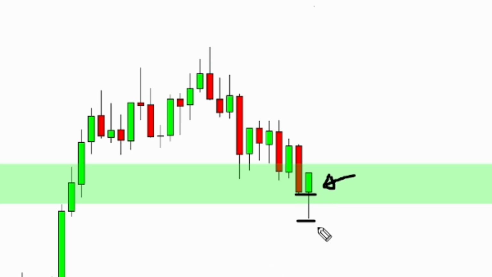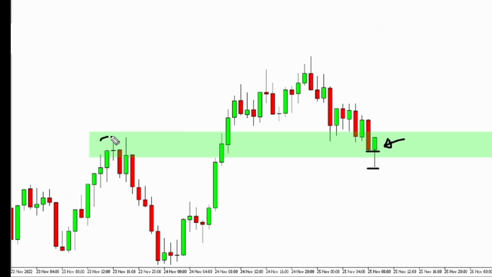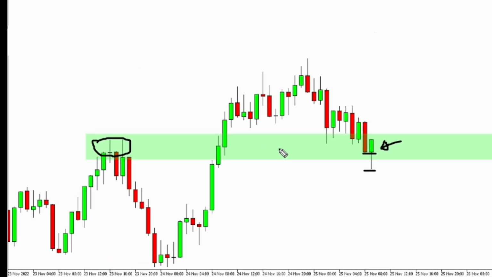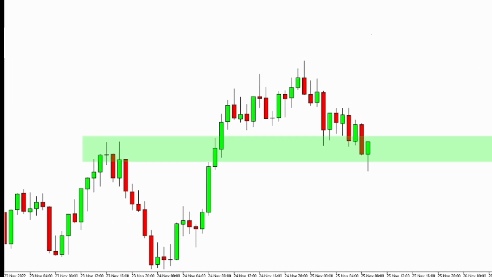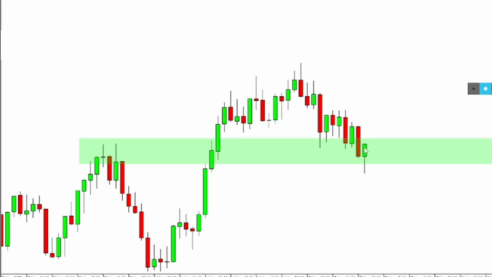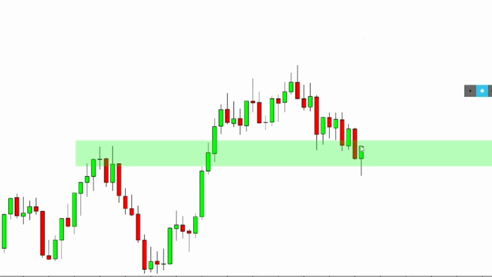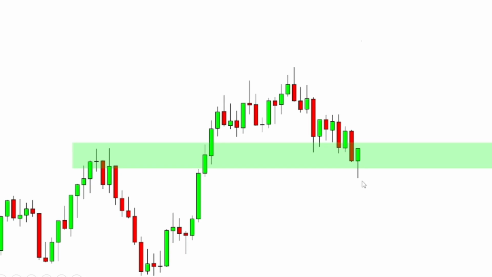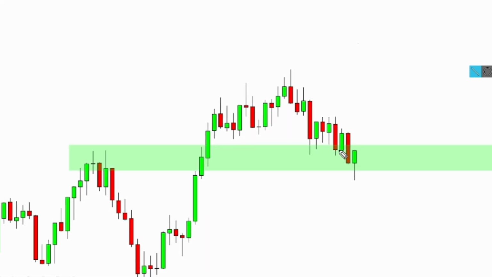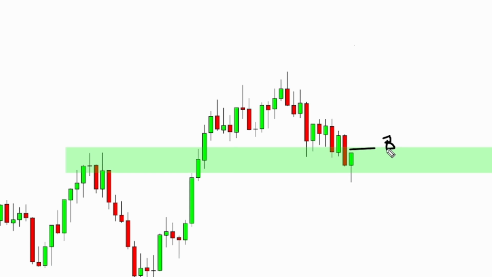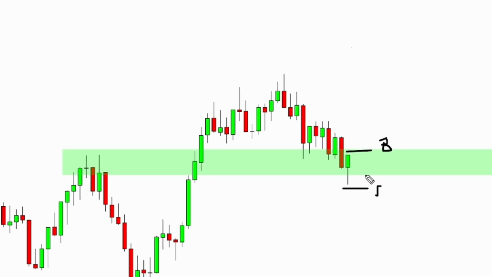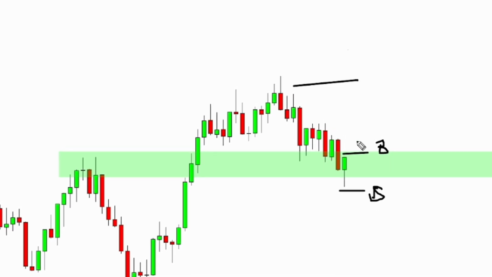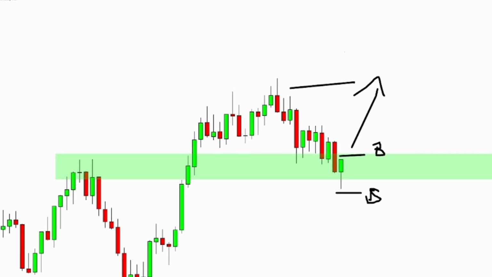This long wick is showing you rejection, and this rejection is happening on our zone where the market has reacted to before. So what is likely to happen is the market will go up. At this point, you would buy and put your stop loss below this zone, and then you take profit way above here and expect prices to go up.